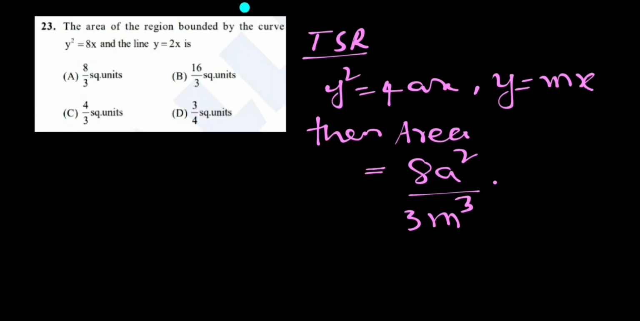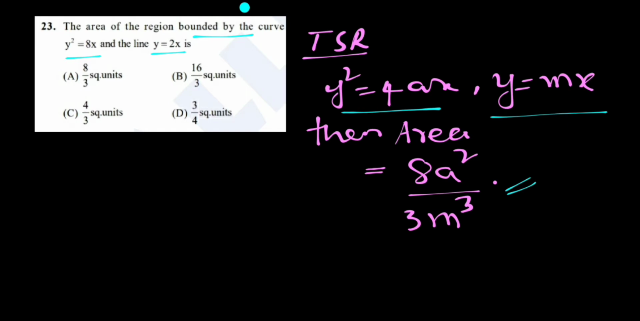Question 23. The area of the region bounded by the curve y square is equal to 8x and the line y is equal to 2x is. There is a time-saving result. For y square is equal to 4ax, a parabola, and y is equal to mx, a line passing through the origin, the area formula is 8a square by 3m cube.